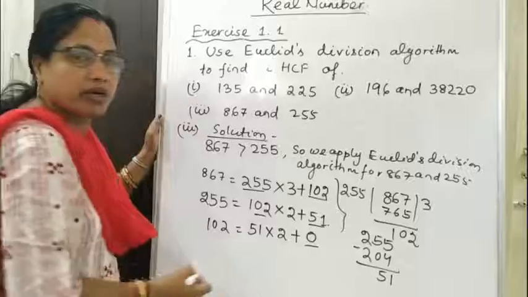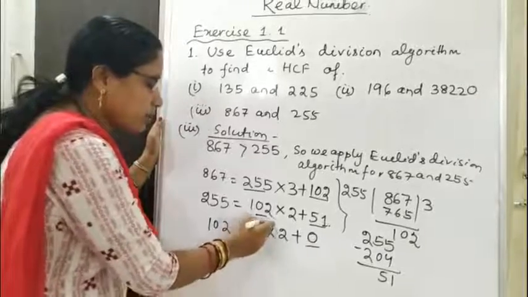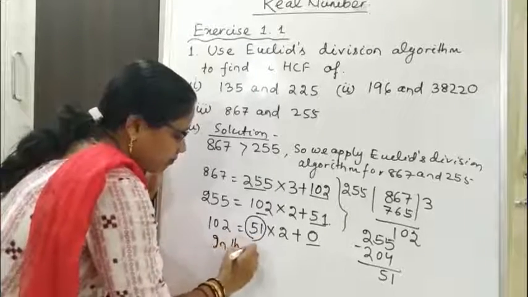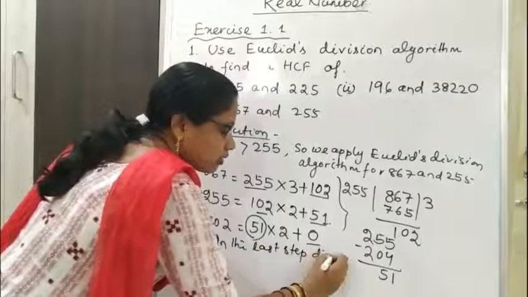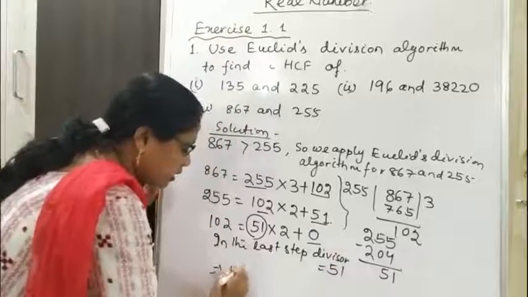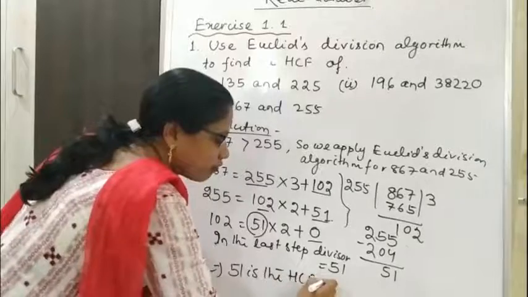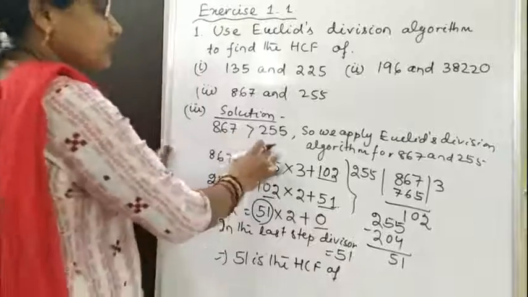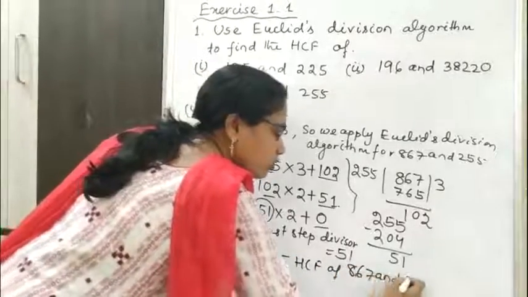Here we got the remainder as 0. So from this step, the divisor is 51. In the last step the divisor is 51. So this implies 51 is the HCF of the two numbers, 867 and 255.